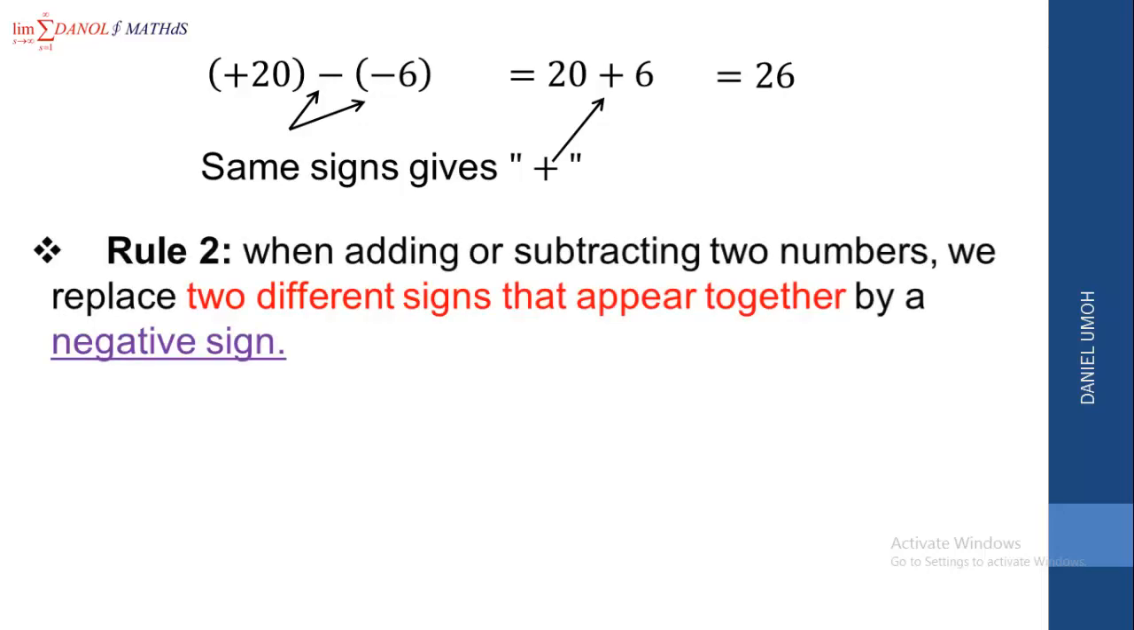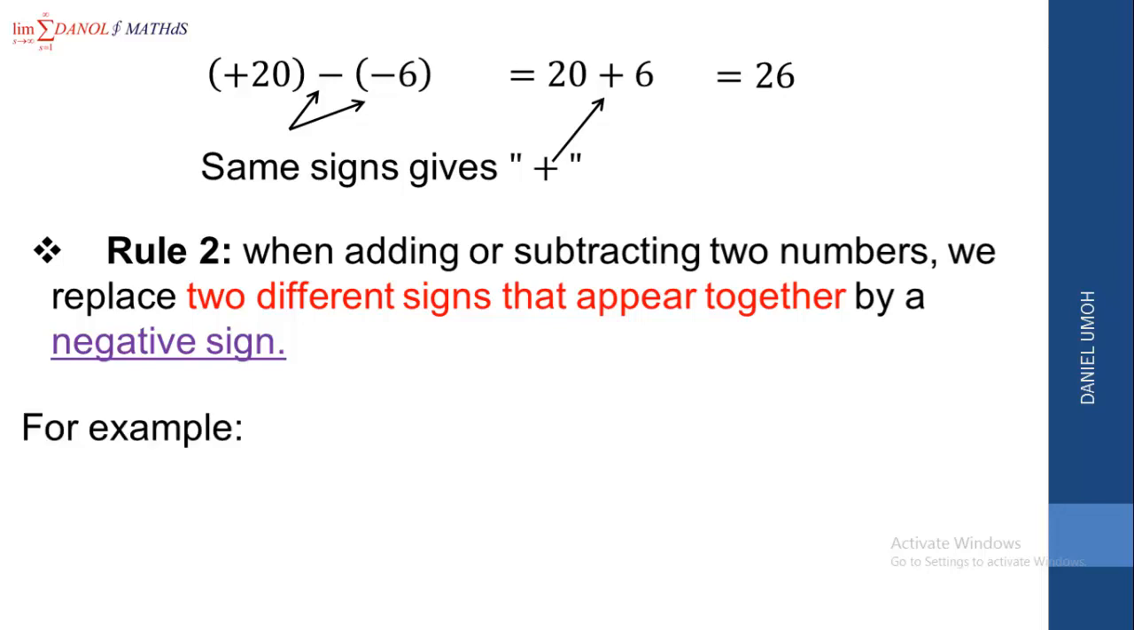Rule 2. I hope you understand rule 1. If you don't understand it, go over it again. Now, rule 2 says, whenever you are adding or subtracting two numbers, we replace two different signs that appear together by a negative sign. Two different signs that appear together, we replace it by a negative sign. Take note of rule 2.